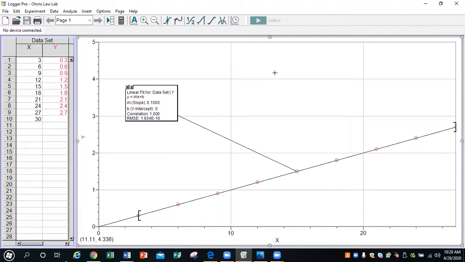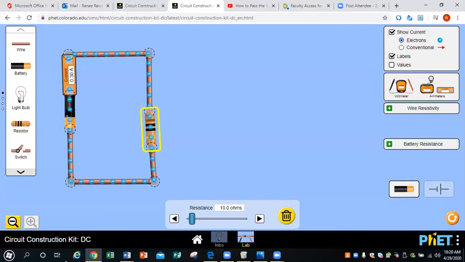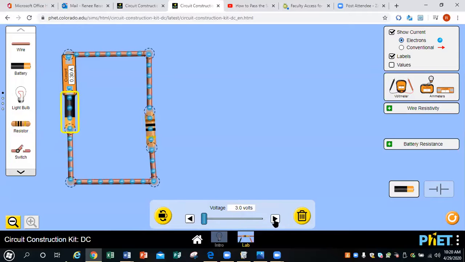So what I did is I wrote down 3, and 0.3 was my current. You go back to the lab and you dial up your voltage. I click on the battery and change the voltage. I'm going to double it to 6 volts.